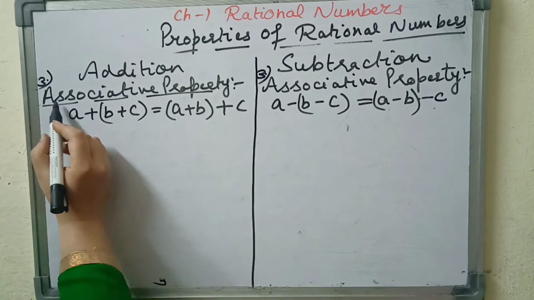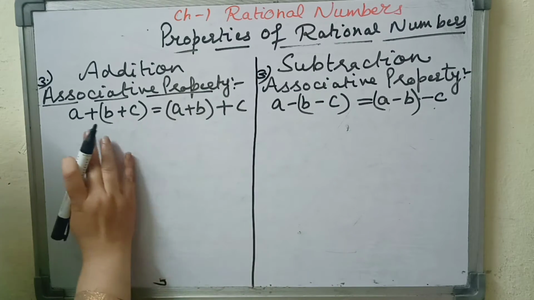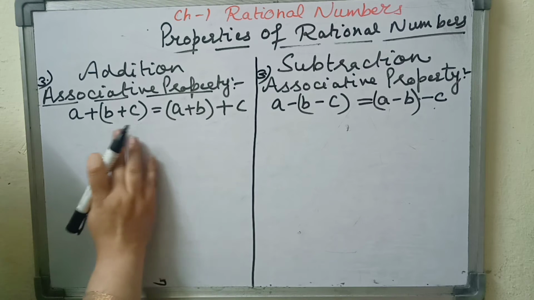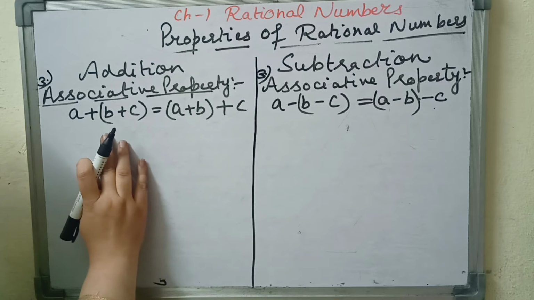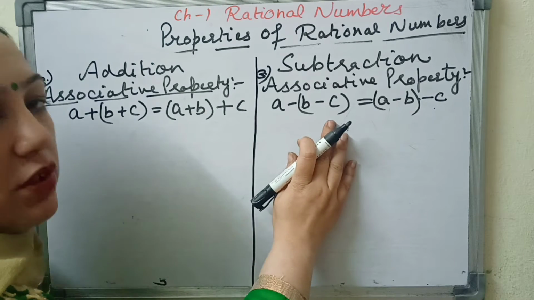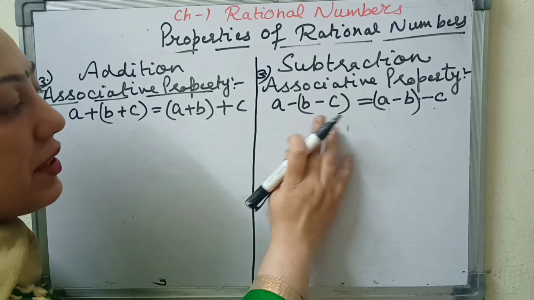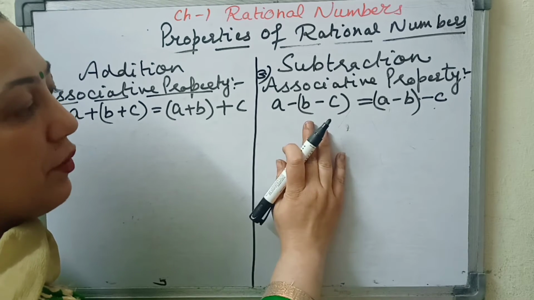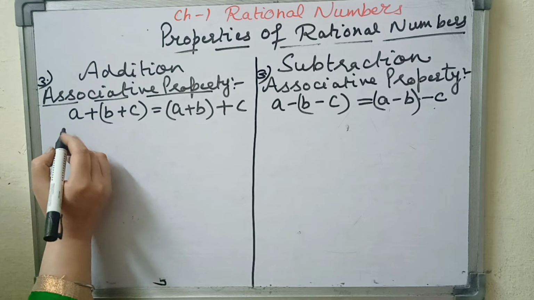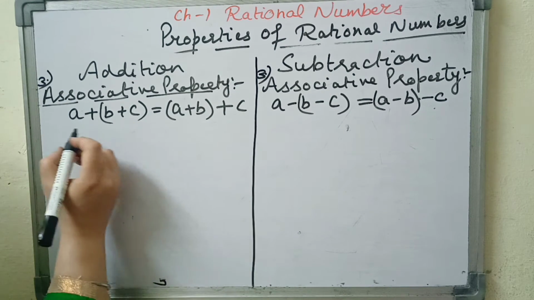The third property is associative property. In this property, the three rational numbers can be added while being paired in different ways. We will get the same result. But in case of subtraction, it is not so. When we subtracted by grouping them in different ways, we didn't get the same result. Now let us see how it is. I will explain it by taking some example.